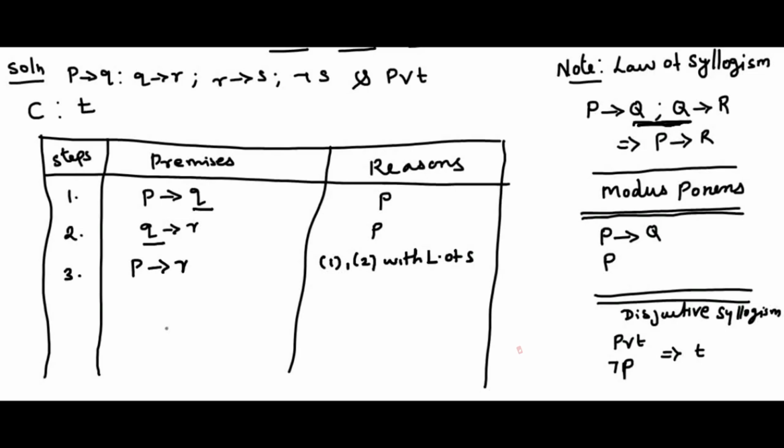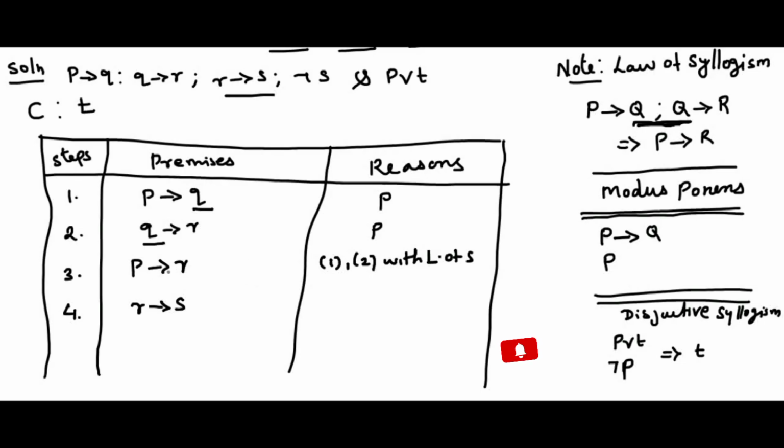What is our target? Conclusion statement T. In the 3 steps, there is no T variable. I am going to consider these premises, any one first. If I consider the third premise as step number 4, we consider R then S. Once again I am going to use the law of syllogism.